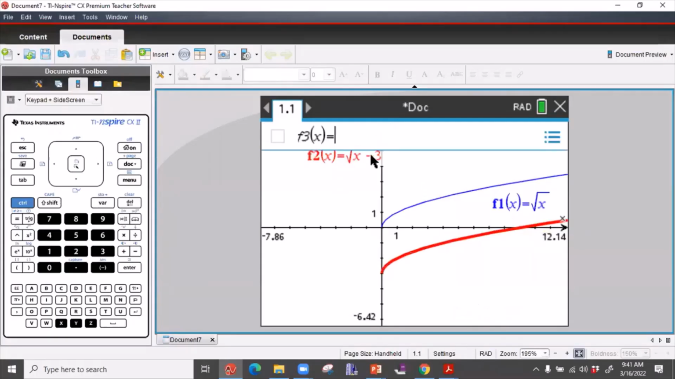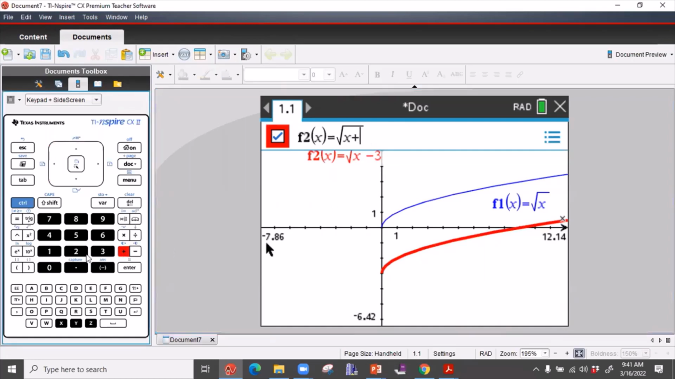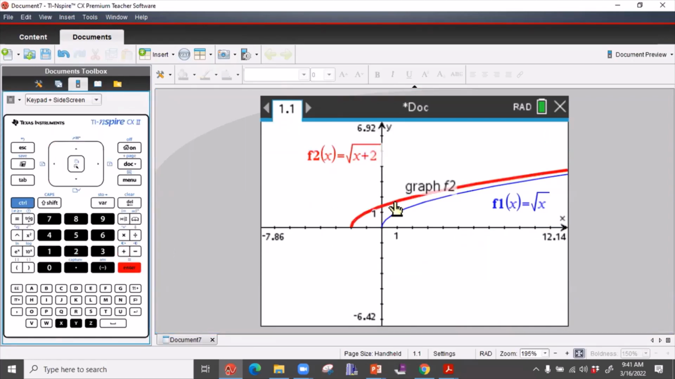So again, I'm going to double click here because I want to change my X -3. And now it's going to be under the square root X +2, right? Is that what I had? Okay. And were we right about our transformation? Did it go to the left too? Yes. Now we're going to analyze its intercepts, okay?